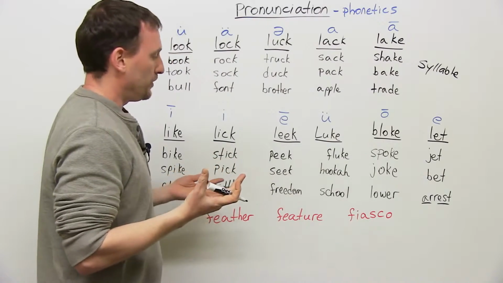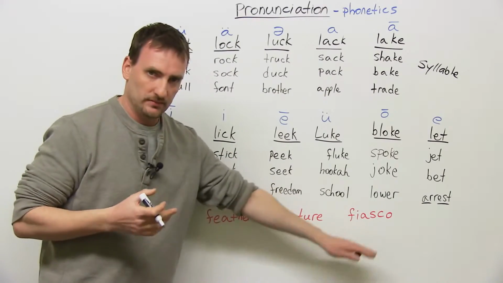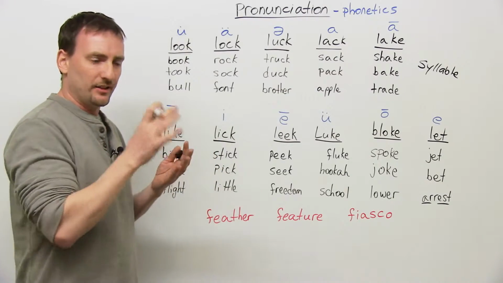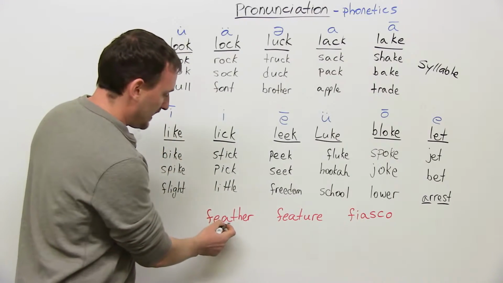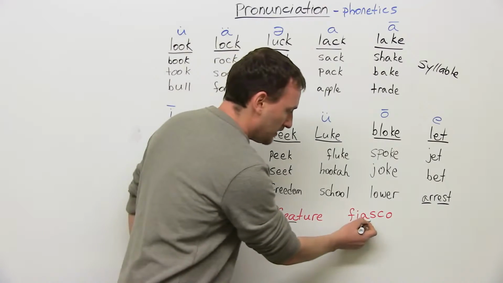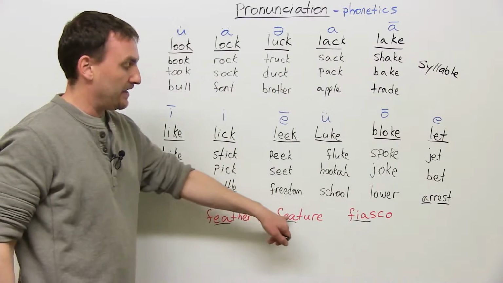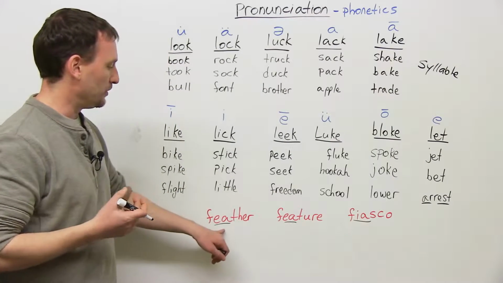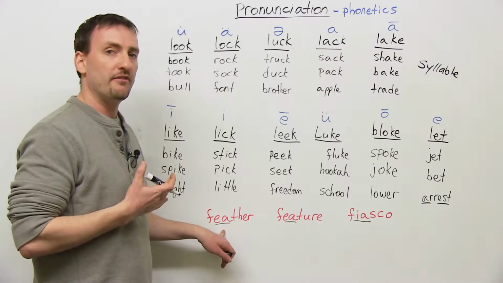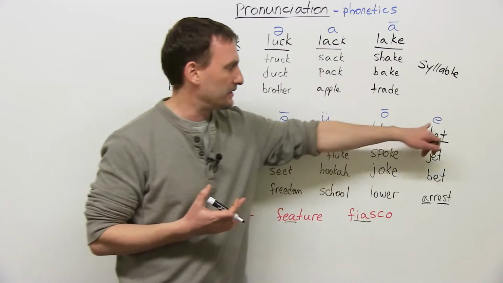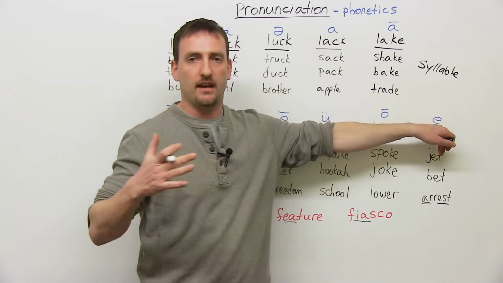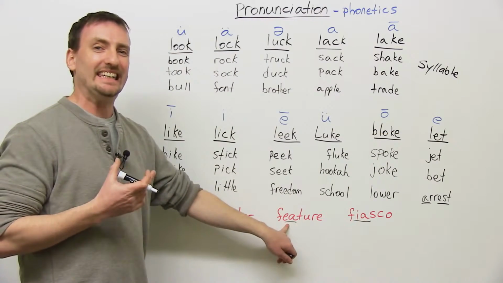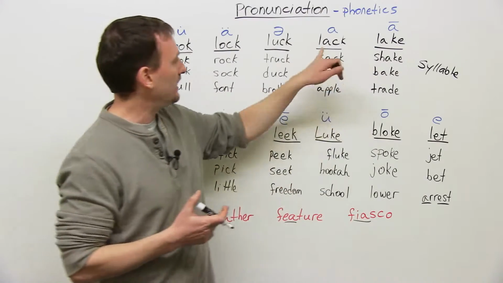Now, what do you do with this? So let's look at these words. Now remember, English is the hardest language to understand in terms of pronunciation because spellings don't mean anything. This EA and this EA don't sound the same. If you look at the dictionary, you will find out that this word is pronounced feather. This EA sounds like this E. Feather. This EA sounds like E. Feature.